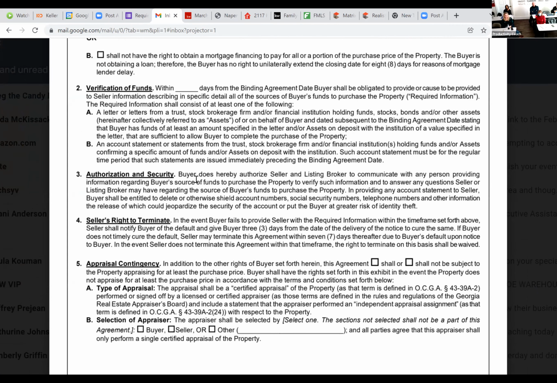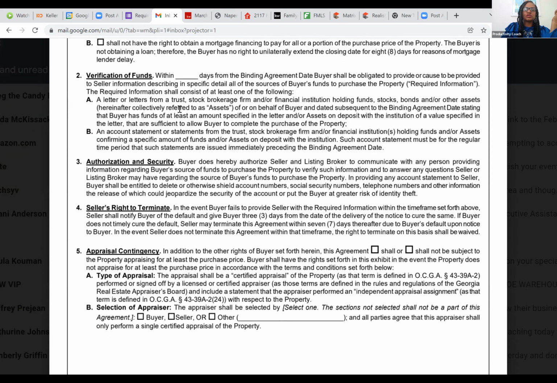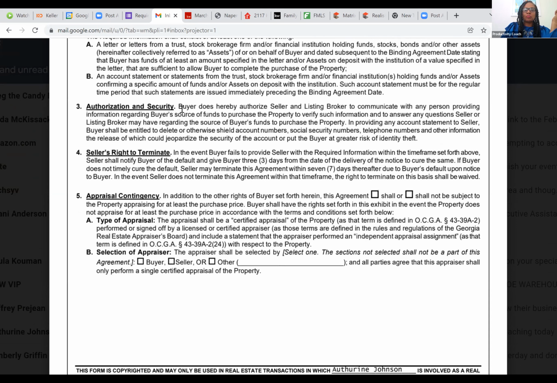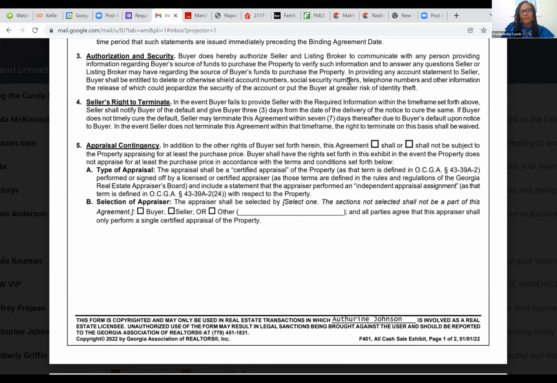All right. So please explain this part to your client. That they're giving the seller and the seller's agent the authority to follow up with the bank. Make sense? Especially in this market, and especially with certain buyers who transfer money daily from one account to the other, the seller's agent has the right to call the bank and say, hey, we just want to verify that this amount of money is in the account, okay? Any questions before I move on?